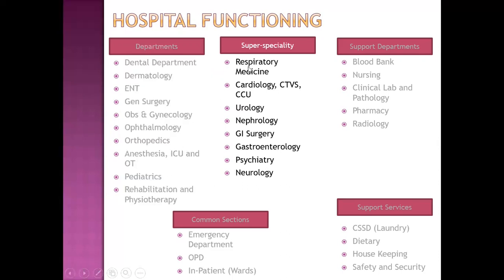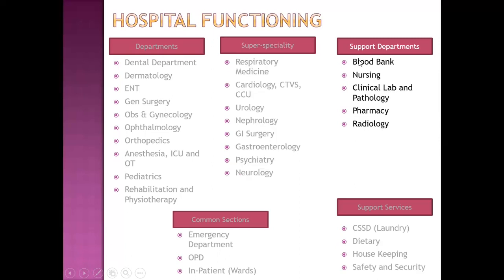then there are certain super specialty departments of medical colleges and tertiary care hospitals with super specialty departments. And these super specialty departments include respiratory medicine, cardiology, CTVS, cardiothoracic vascular surgery, and CCU. It is noteworthy that the ICU in this department list and CCU in this super specialty list are critical care units of the hospital. Then other super specialty departments include urology, nephrology, GI surgery, gastroenterology, psychiatry, and neurology.